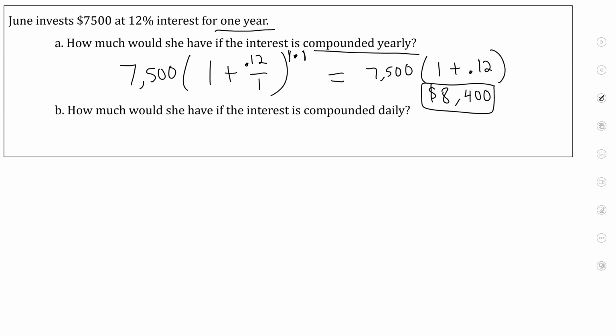Okay, how much would she have if the interest is compounded daily? So daily, how many times is that happening a year? 365. So this is still the same. This is her initial amount. Your rate is still 0.12, but now it's happening 365 times as opposed to just one time in the year. So your n is 365 times your time. Your time is just 1 year. So this is a 1.